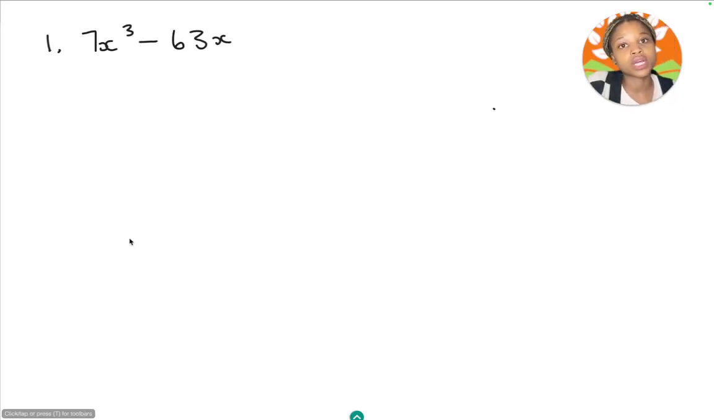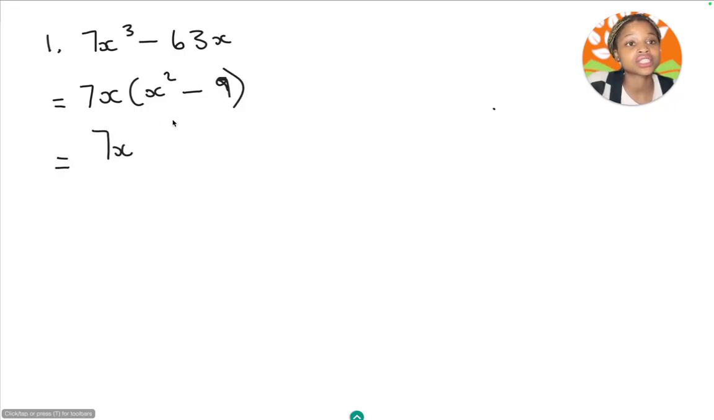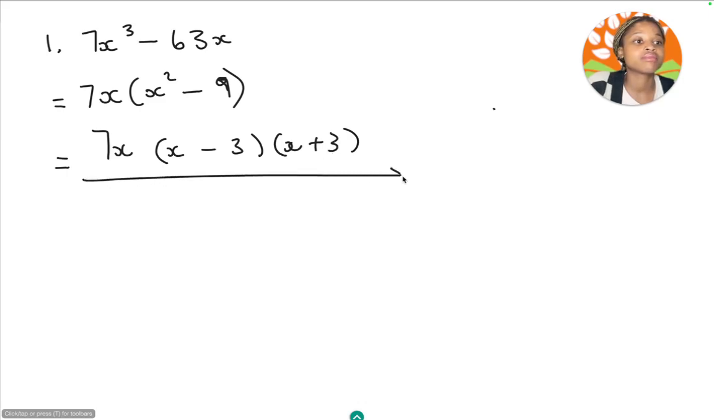So for number 1, I'm going to start by looking for a common factor. Between 7 and 63, I've got 7 right there. There's x cubed, there's an x, okay, 7x. Now I've got x squared minus 9. We've got 7x, but I can see that this is a difference of squares. So I have two brackets, and one has a plus sign, one has a minus. Square root of that is x, and the square root of 9 is 3, and this is essentially my answer.